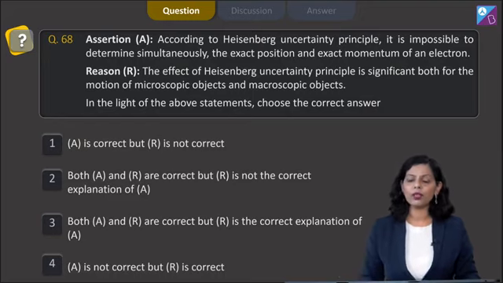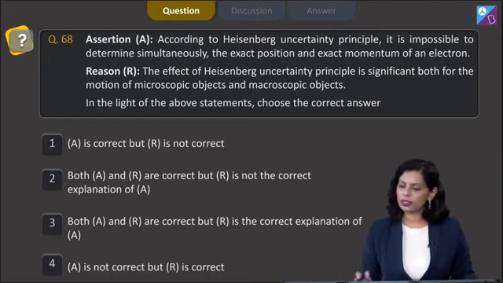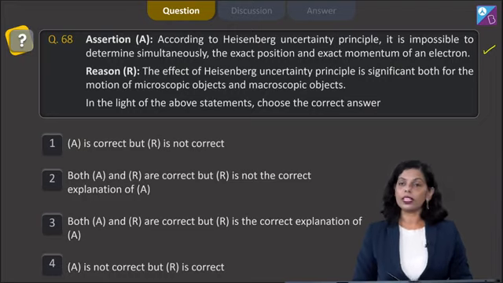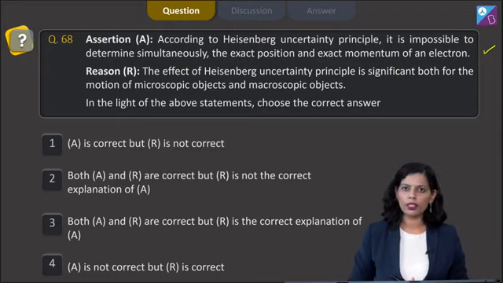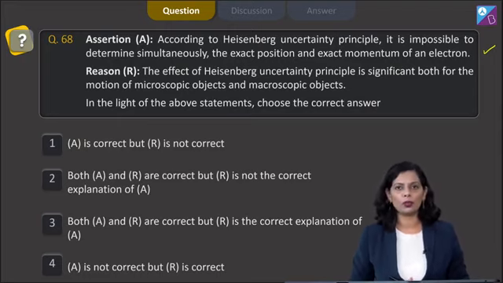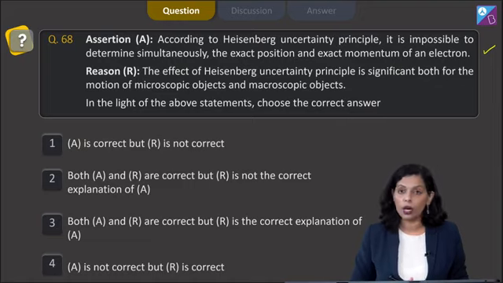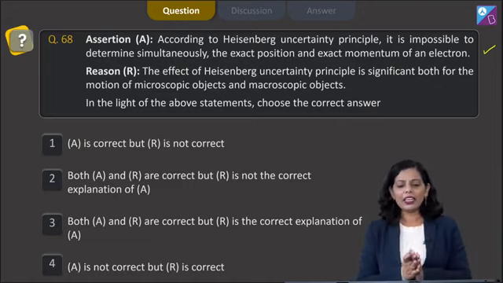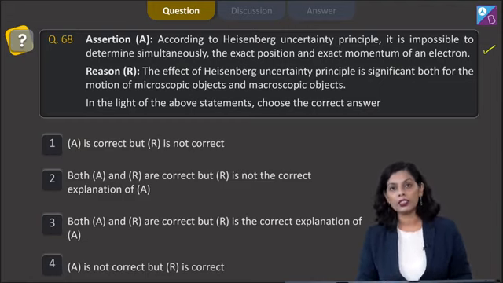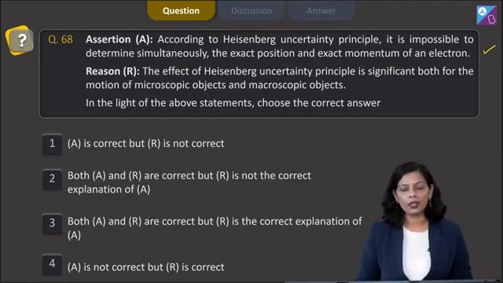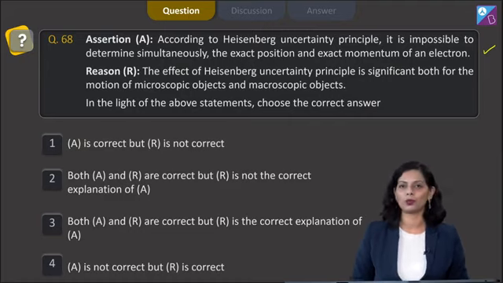Yes, this is the statement of Heisenberg uncertainty principle. This is right. Now, reason. The effect of Heisenberg uncertainty principle is significant both for the motion of microscopic objects, okay, and the macroscopic objects. Is it possible? No, it's not applicable for the macroscopic. Macroscopic particles are not following. Basically, this Heisenberg uncertainty principle is the very important postulate for the quantum mechanics, which is actually applicable for the microscopic particles, not for the macroscopic one.